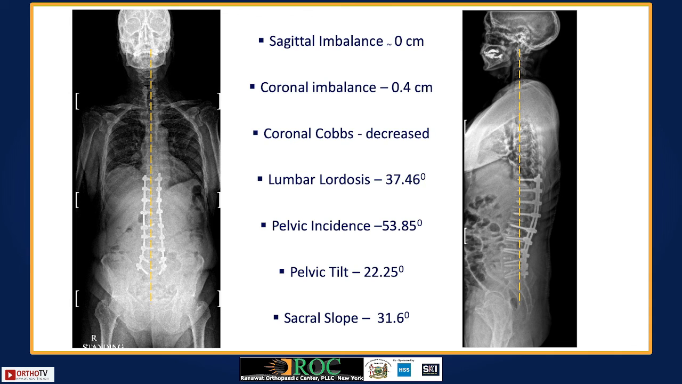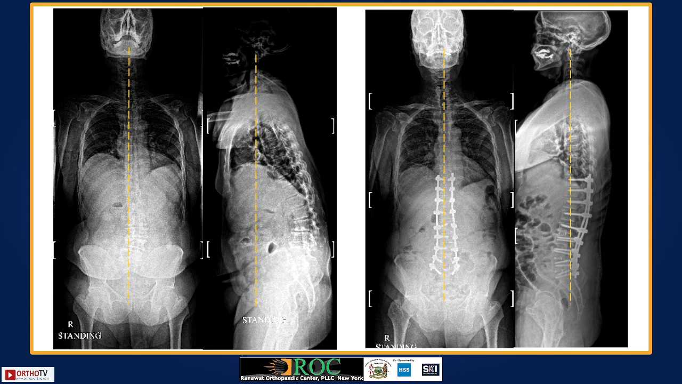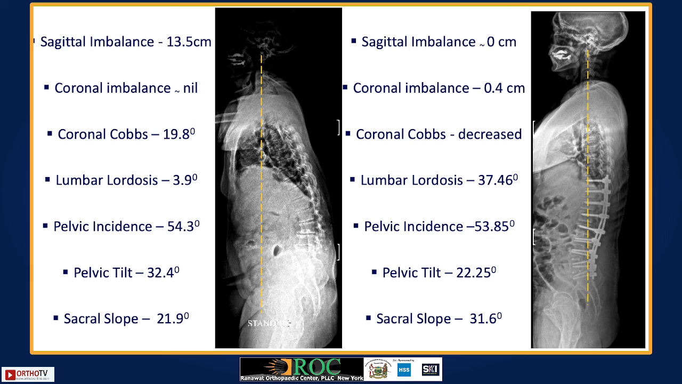We got a pelvic tilt down to 22 and sacral slope up to 31. And this is the final picture. I think with that I end my case. Thank you so much.